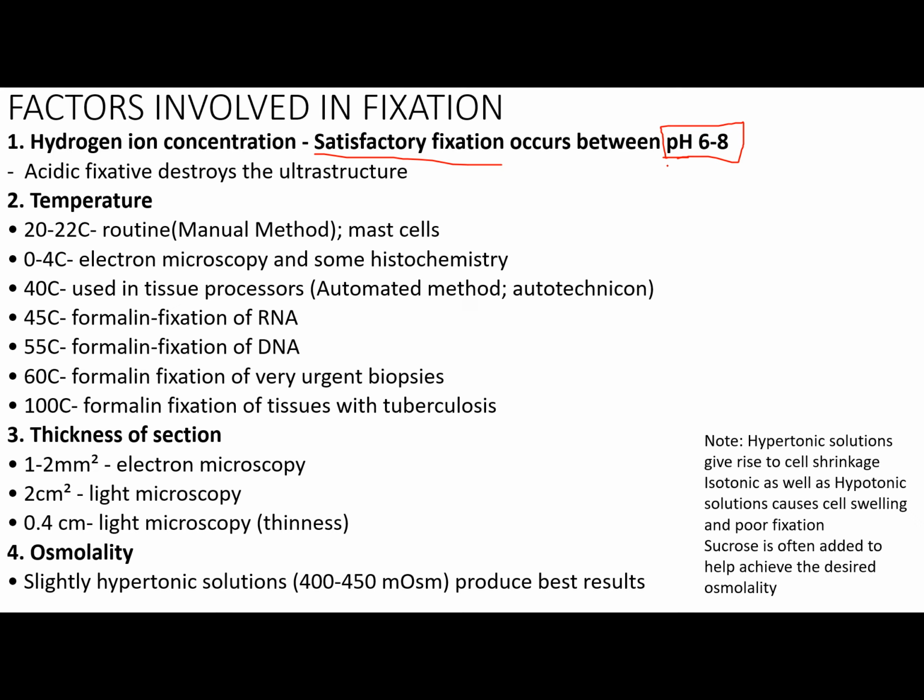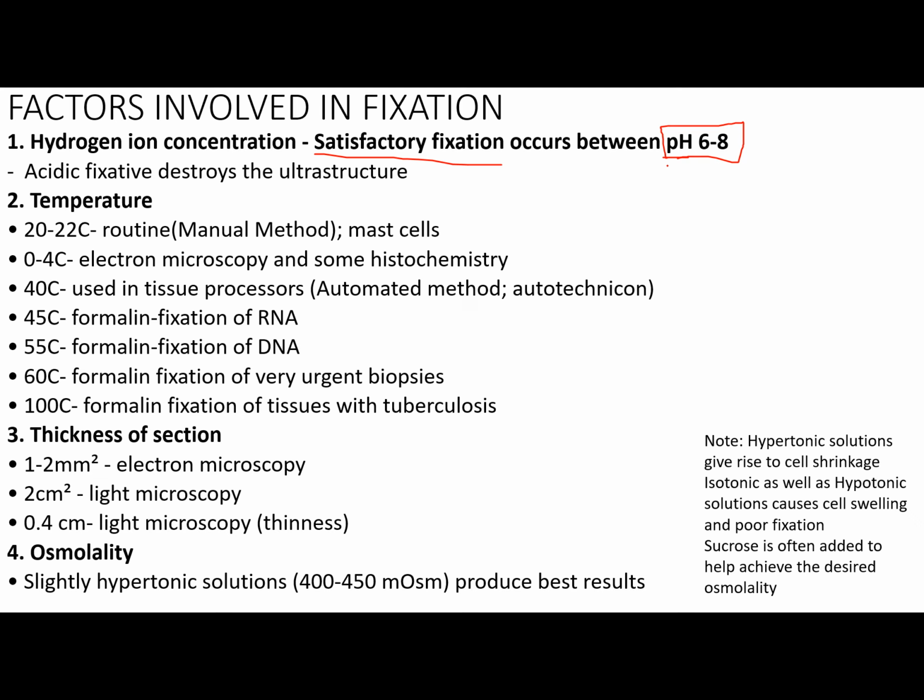Then you also have to consider the thickness of the section. How thick is the tissue or the section that you will use, class? If it's for electron microscopy, the thickness of the section should be 1 to 2 millimeters square. For light microscopy, 2 centimeters square. For light microscopy, the thin section, 0.4 centimeter.